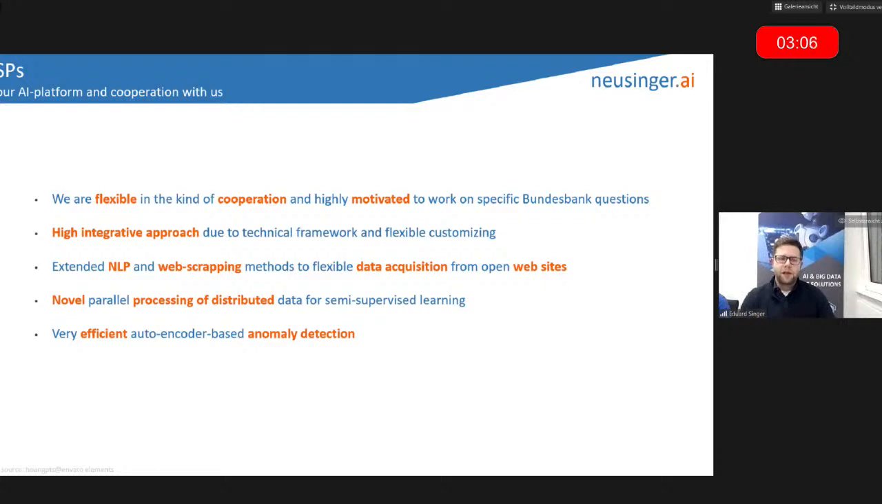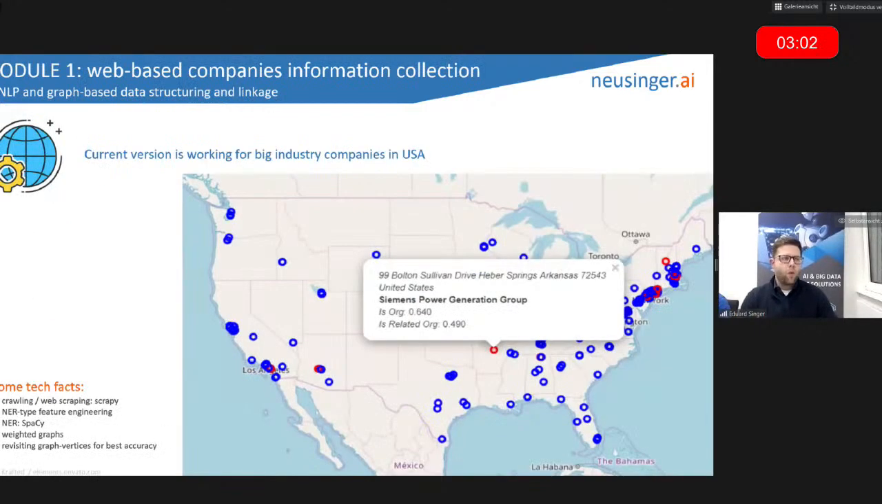That's a very efficient anomaly detection. That is our USPs. Our module one looks at a web-based collection of data about different types of companies using natural language processing and graph-based structure of the data. And this module searches the internet for companies with a specific focus, extracts necessary information from their websites, and establishes and evaluates multi-level links to other companies related to that company.